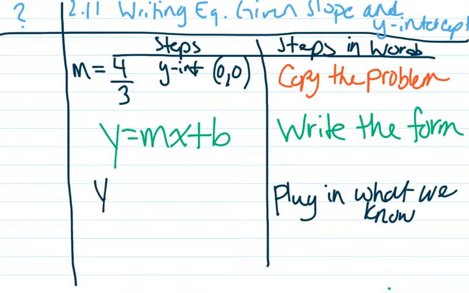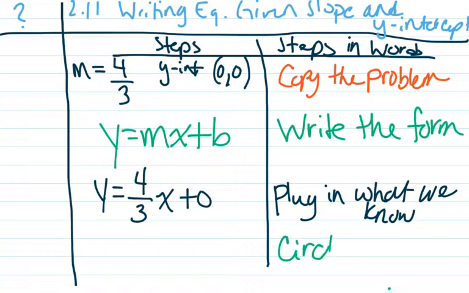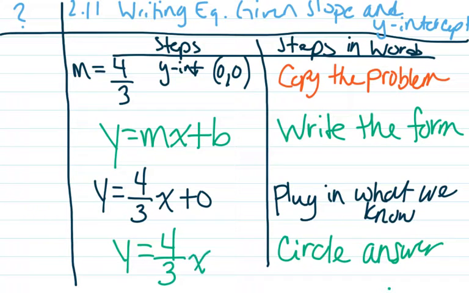So we know our m is 4/3, so y equals 4/3 x. And our b is 0, so we can put plus 0. But anything plus 0 is just itself. So we're going to rewrite it and then circle our answer without the 0. So y equals 4/3 x. And that's it. Done.